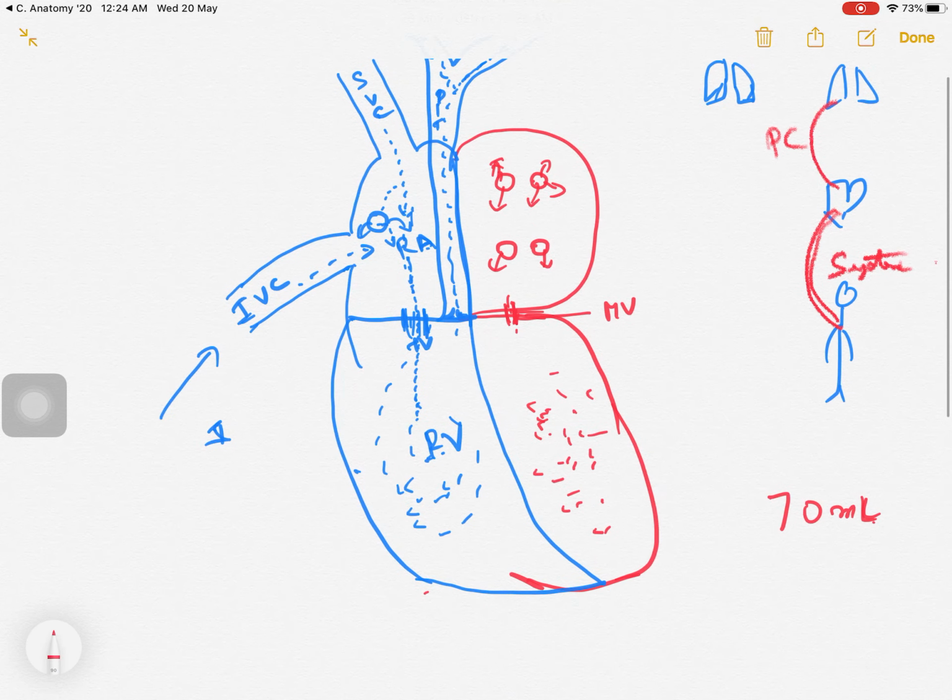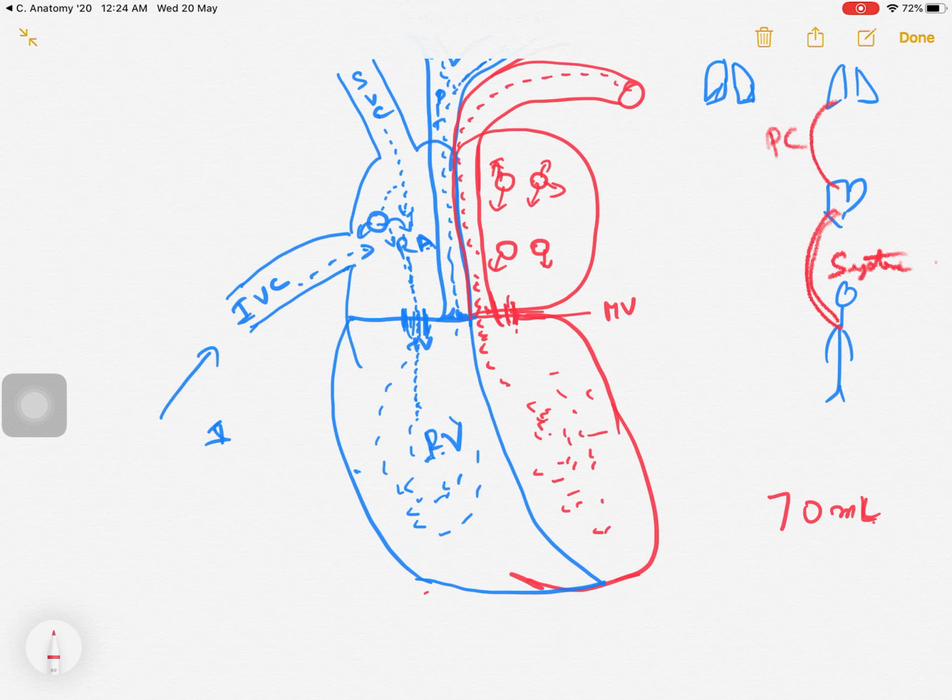When the left ventricle contracts, there is an opening of the aorta in the left ventricle, and this aorta goes to all parts of the body. Here you have the aortic valve. So through this route, the oxygenated blood goes to all parts of the body. This is the mechanism.